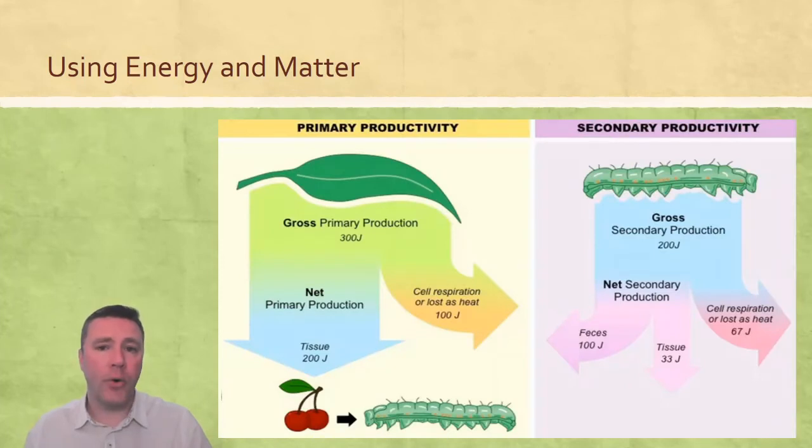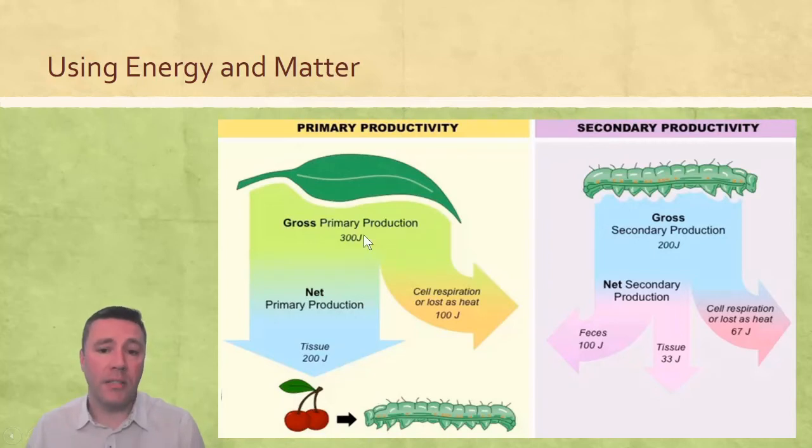In the plant category, we refer to that process as primary productivity. Primary production is essentially photosynthetic output. So on the left side of this model here, we see a unit of energy, joules, that the plant is producing via photosynthesis.